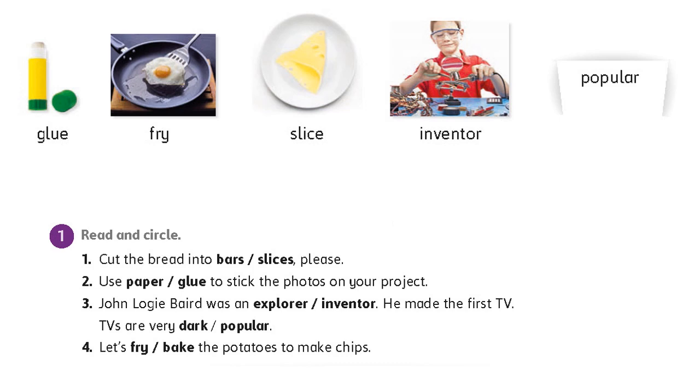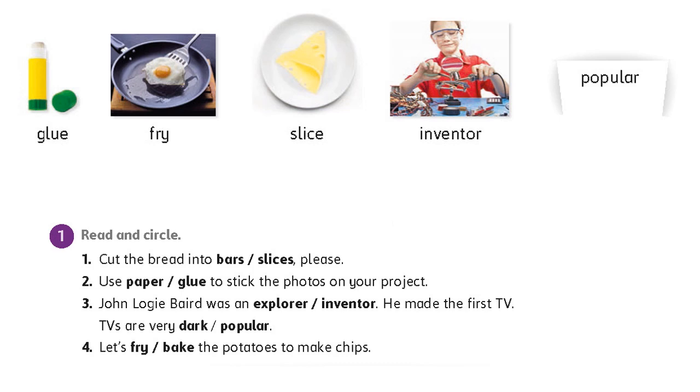Another set of vocab. We have the word glue, which is sticky; fry, in oil; slice of cheese, slice of bread, slice of pizza; inventor, who makes something new; popular, that is famous and common and widespread or well known among people. Let's try to read and circle the correct answers in the following sentences.